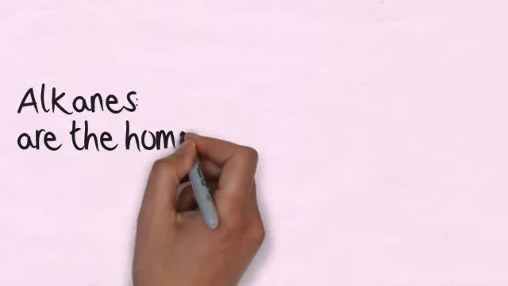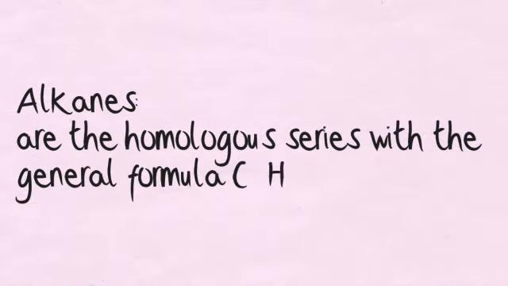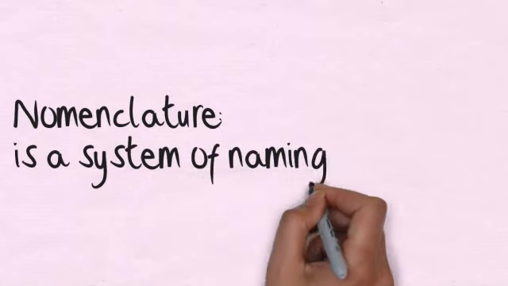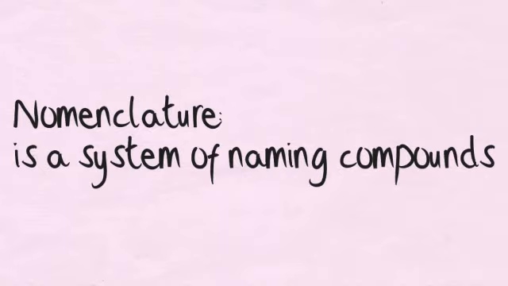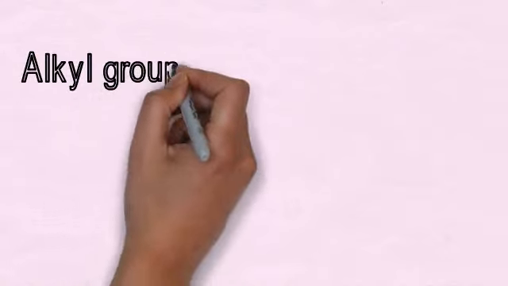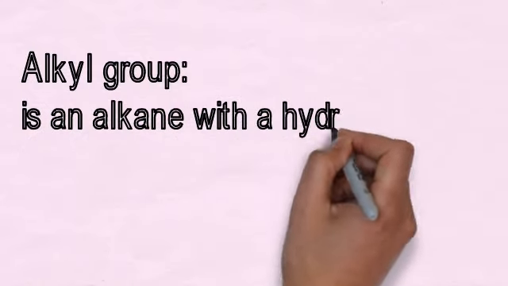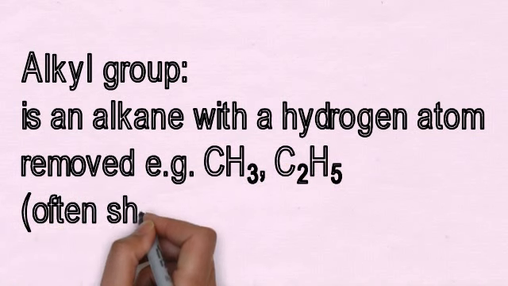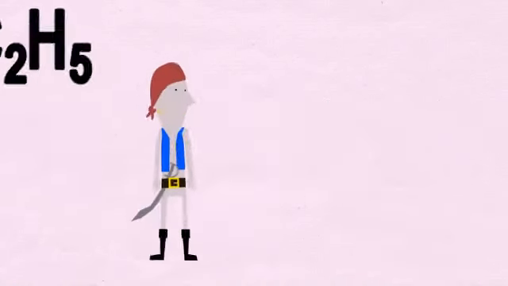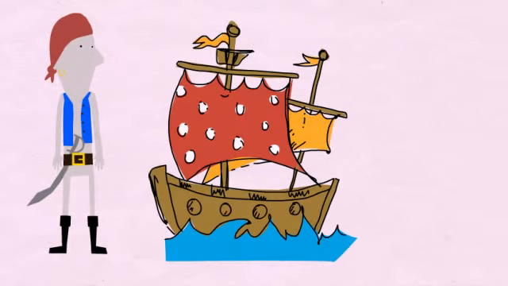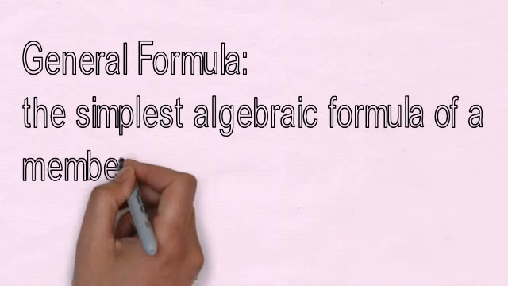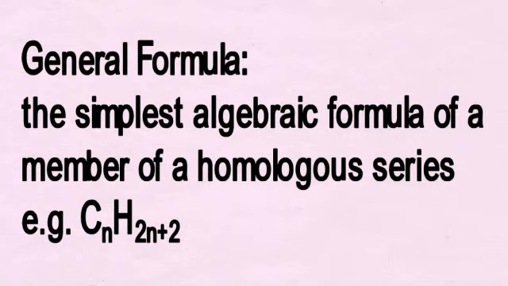Alkanes. These are the homologous series with the general formula CnH2n+2. Nomenclature. This is a system of naming compounds. An alkyl group is an alkane with a hydrogen atom removed, for example CH3 or C2H5. These are often shown as R. General formula, the simplest algebraic formula of a member of a homologous series, e.g. CnH2n+2.